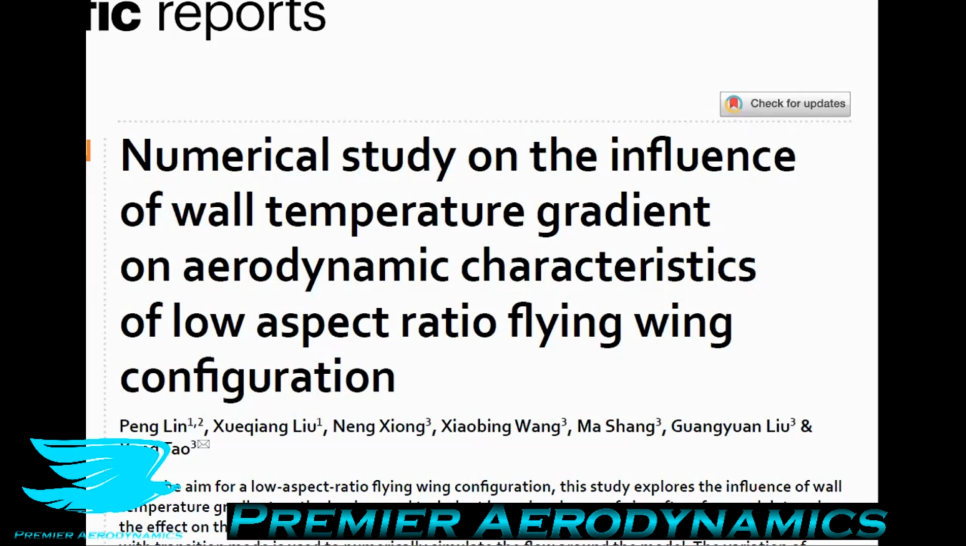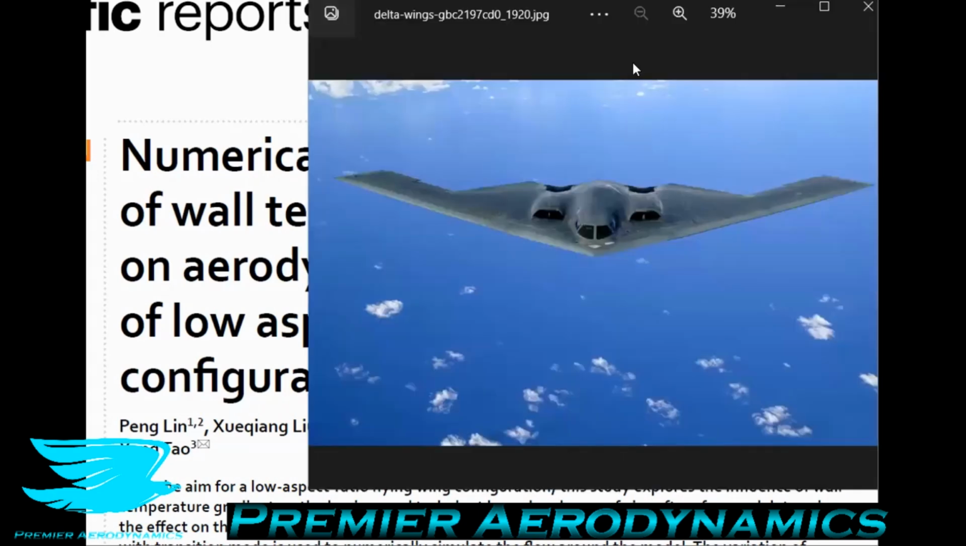Welcome to Paradise Podcast number 79, and today we're looking at the effects of wall temperature on flying wing aerodynamics. So before we talk about this, let's look at what a flying wing is.